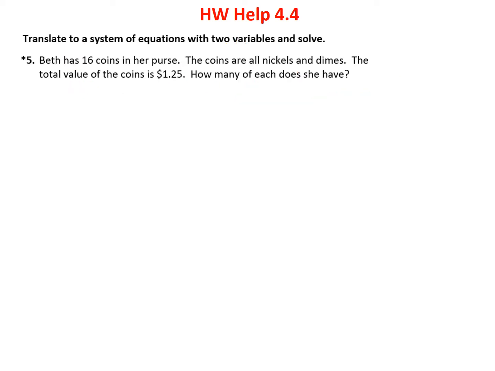Problem 5 is a coin problem, very popular on state tests, and notice it's going to be on our tests as well. It says that Beth has 16 coins in her purse, but all of them are nickels or dimes. All right? And it says the total value is $1.25, and they want to know how many of each does she have. Well, first of all, let's define our variables.